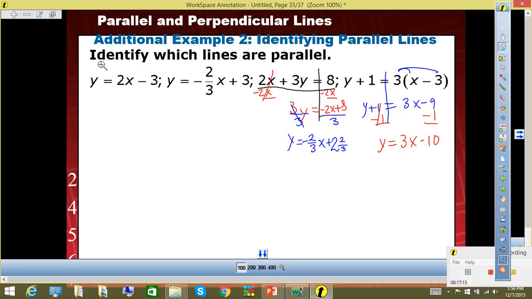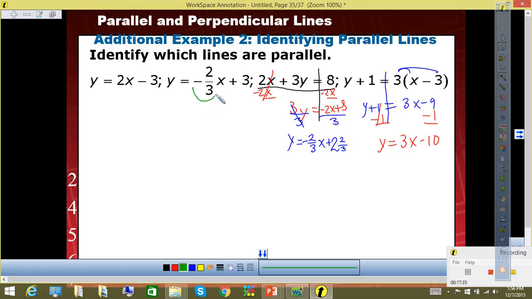So, question, identify which lines are parallel. What are the two things that need to be met in order for them to be parallel? They have to have the same what? Slope and different y-intercept. Which one of those have the same slope? Y equals negative 2/3. Do they have different intercepts? Yes, this one's 3 and this one is 2 and 2/3.